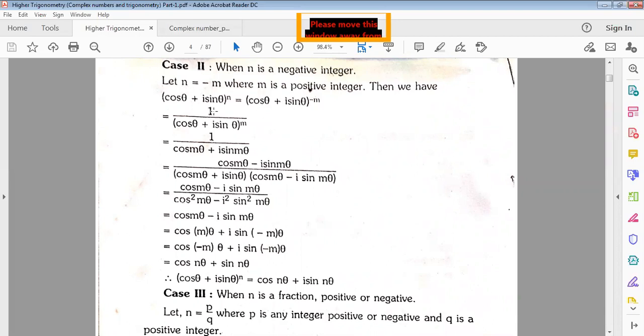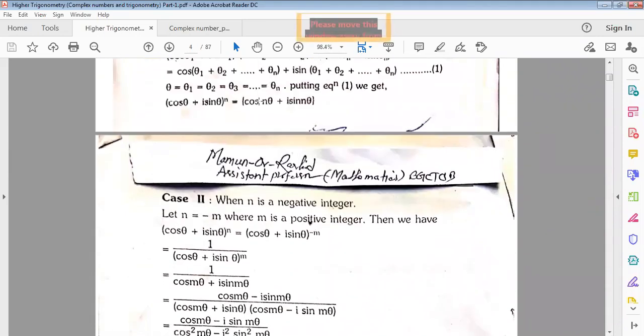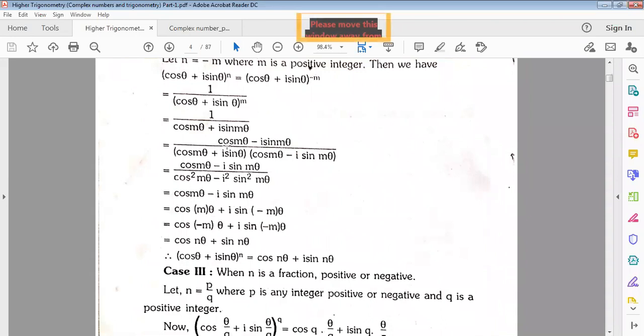Now this can be written as 1 divided by (cos theta + i sin theta) to the power m. This equals 1 divided by, just by case 1, cos m theta + i sin m theta, right? Just m multiplied with the angle from case 1. Now to make this an (a + b)(a - b) formula, we have to put cos m theta minus i sin m theta in the numerator and denominator.